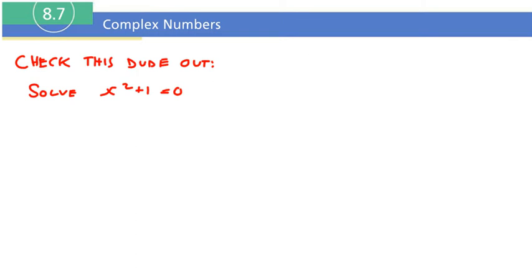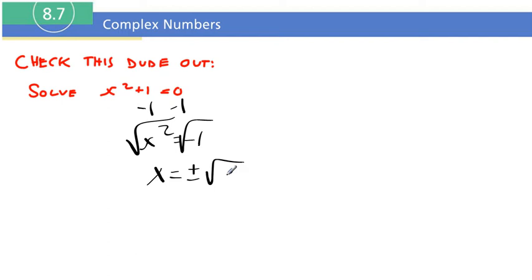Let's go ahead and solve for x. I'm going to subtract 1 from both sides, so I get x squared equals negative 1. Now I want to get rid of my square, so I'm going to do the opposite of squaring, which is square roots. So x equals, and anytime we take the radical, we always want to do plus or minus the square root of negative 1. Let's see if we can make sense of this.